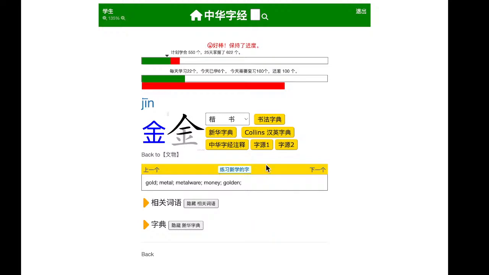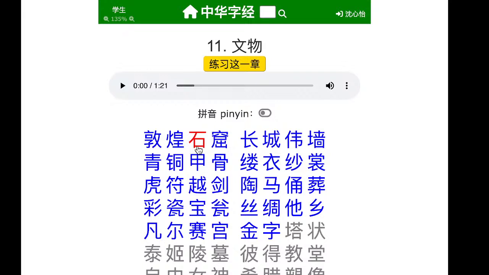Next up, jin, which means gold or metal in general or money, but specifically gold. And zi. Zi is letter, character, or word. In Chinese, we use zi for characters, like each one of these units. But when we talk about other languages, like in English, zi would be a word, because the divisions of meaning units are different.